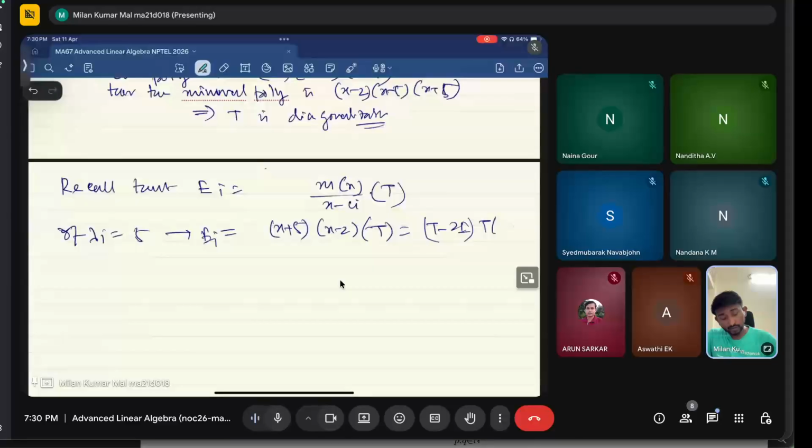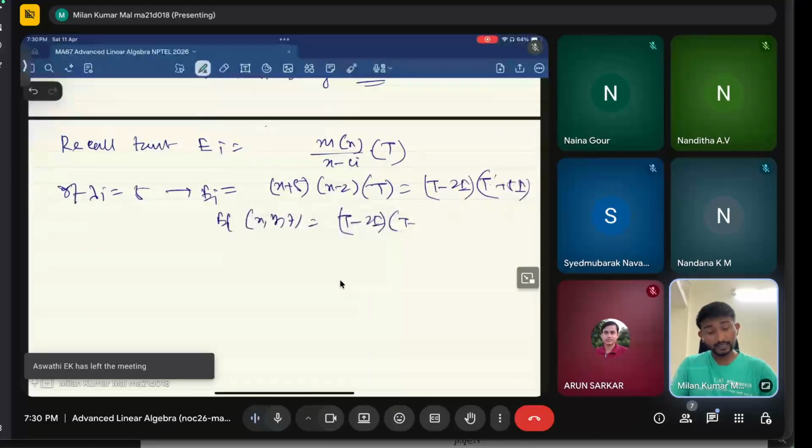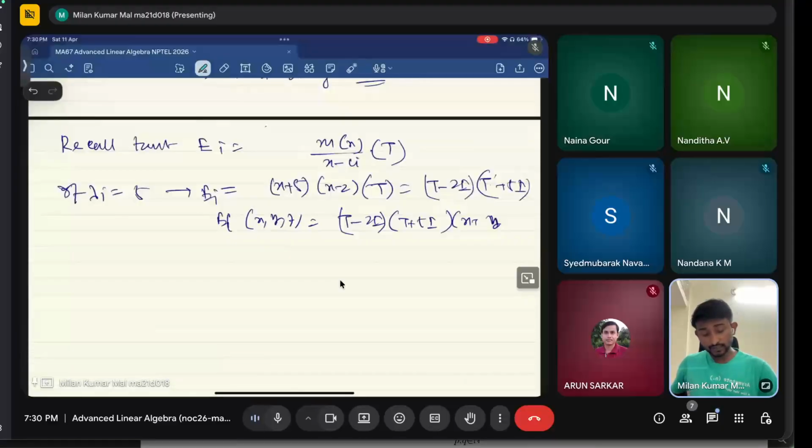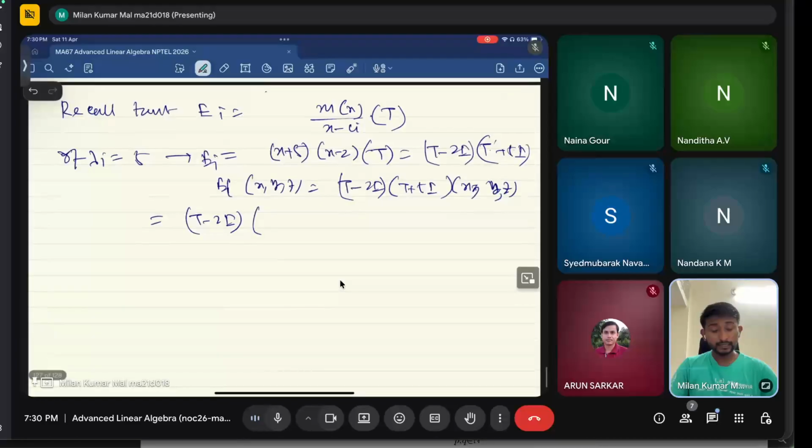So now what is E_i? E_1, this is E_1. E_1 maps (x, y, z). What will it map? It will map (T minus 2I) of (T plus 5I) applied to (x, y, z). So where T is mapping (T minus 2I), let's keep this one, and I don't know why this is becoming very bizarre. T plus 5I is going to be applied to (x, y, z). Problem is that there's that big map. What is that big map?